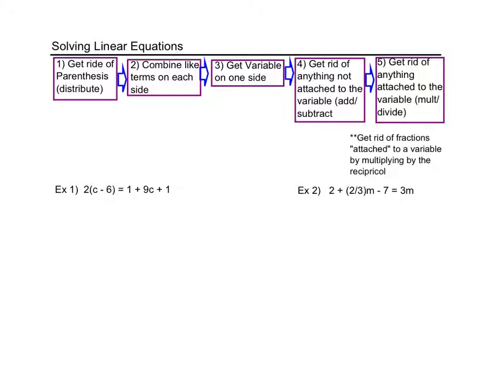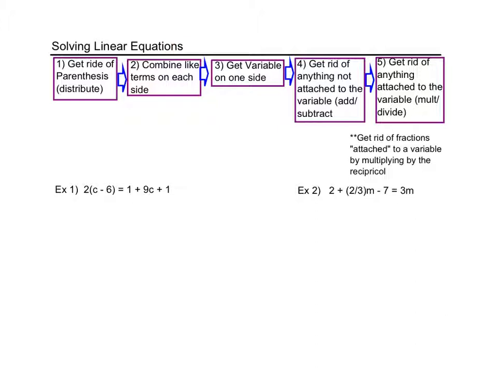So I'm going to extend on what you learned in your prior course on solving linear equations. I'm going to give you a set of 5 steps that we are going to take for every single linear equation that we're solving, no matter how difficult or how simple it may seem. At times we're going to get to skip steps, but we will always go through these. So step 1, I'm going to get rid of parentheses. I'm going to distribute.